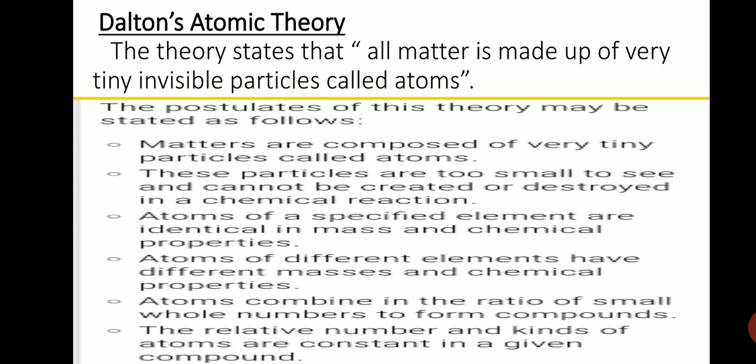During chemical combination, atoms of these elements are joined together and form compounds. All these combinations are in the same ratio. So atoms combine in the ratio of small whole numbers to form compounds. H2O: hydrogen and oxygen combine in the ratio 1:8 by mass, as we have studied in the last section.